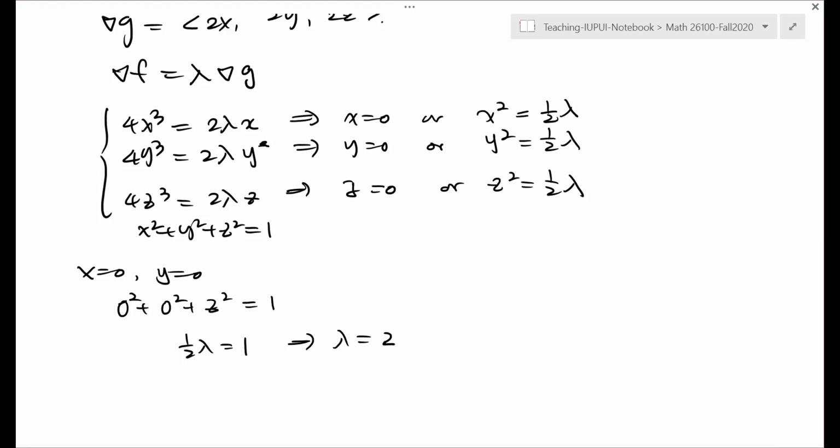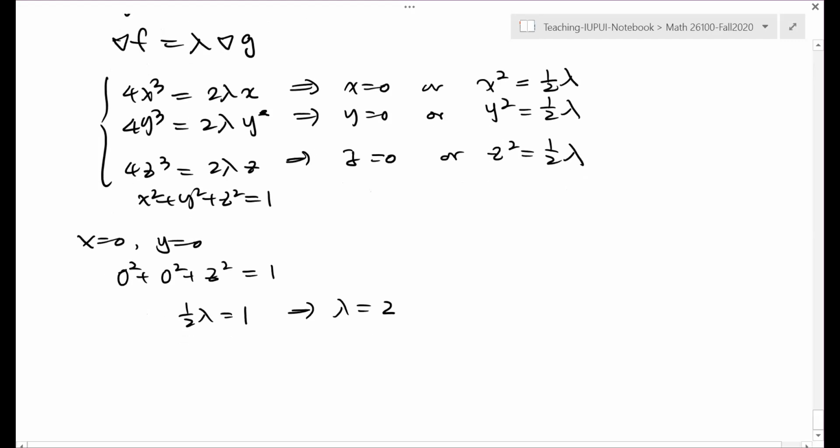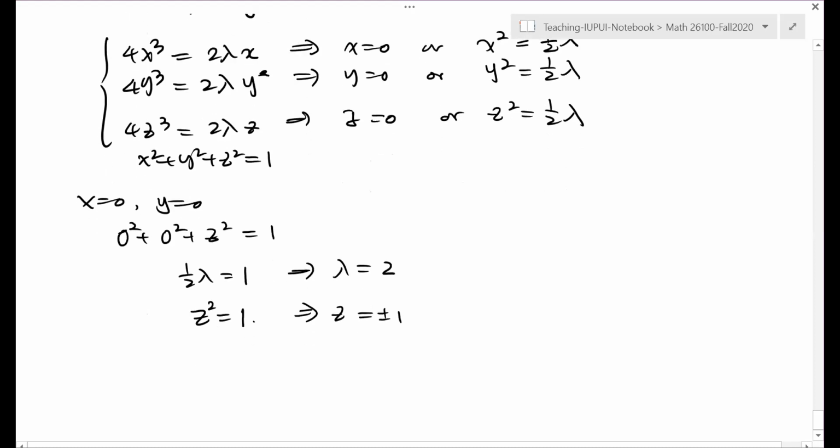Lambda equals 2, right? Then at this point, z squared is going to be 1. So z is going to be plus minus 1. Okay, so you have to look at all those points. Similarly, you can get all the other points: plus minus 1, 0, 0; 0, plus minus 1, 0; and 0, 0, plus minus 1. You have to look at those points. Those are all the solutions. In that case, lambda is going to be 2.